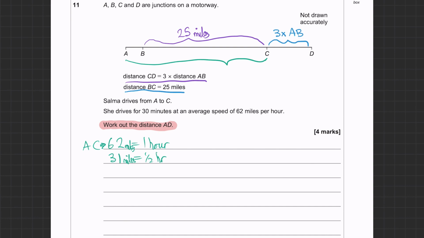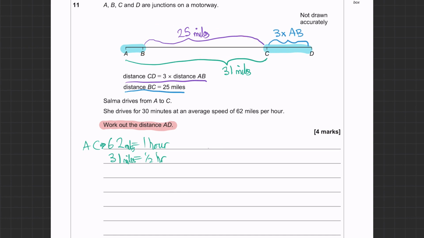So on the diagram, I'm going to write that, so 31 miles. So at this point, the two values we've got missing are from C to D and from A to B. Now from C to D, it's actually 3 lots of AB. So we need to work out AB now, and we've got the information to do that, because we've got the total distance from A to C, and we've got the distance from B to C.